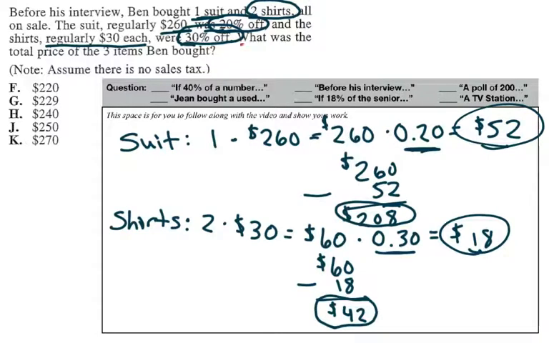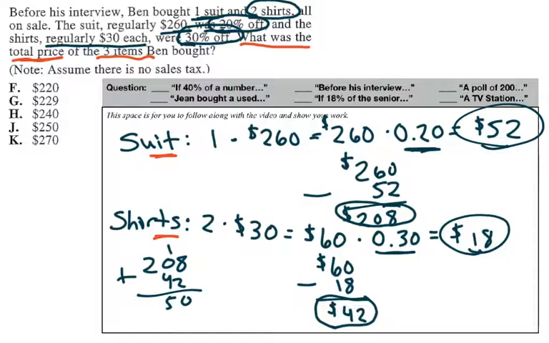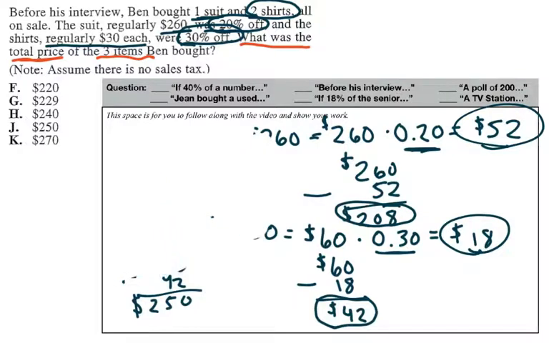The question is asking, what was the total price of the 3 items Ben bought? So the 3 items would be the 1 suit and the 2 shirts. So now I'm going to go ahead and add that all up. I'm going to take my suit, which is $208. I'm going to add 42 for the shirts, and I get 8 plus 2 is 10, carry the 1, 1 plus 4 is 5, and then 2. So I pay $250.